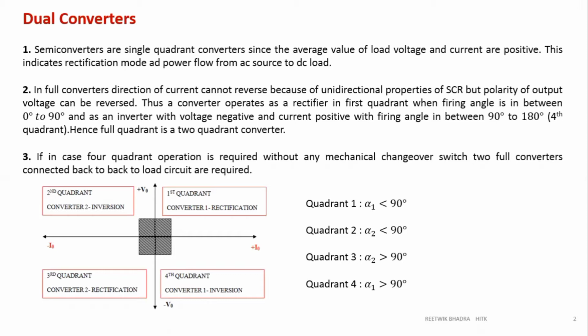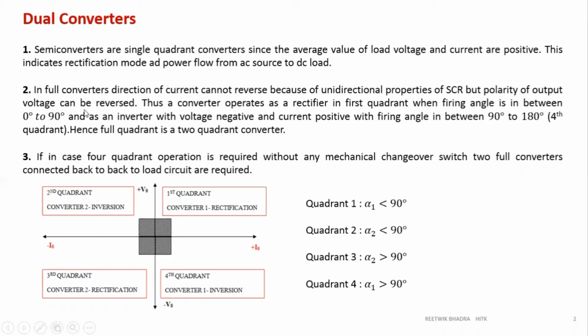But we will focus on the quadrant of operation. If you recall your semi-converter output, both your load current and load voltage were positive. So power always flows from source to load. That's why it is called a single quadrant converter, where voltage and current are positive. That is your first quadrant.